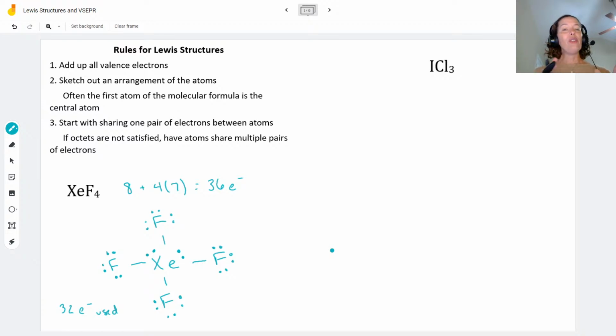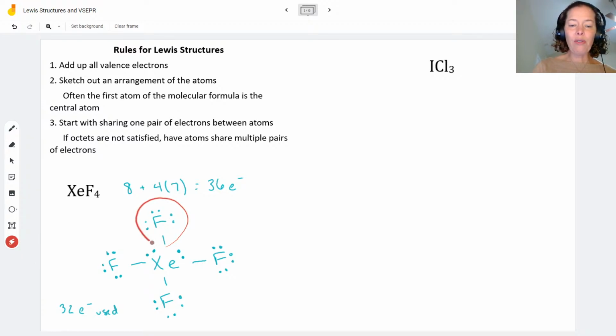Well, once you've added up your valence electrons, that is the number that you have to be committed to, whether you need to make atoms share more, or in this case, you need to expand octets. So we cannot create more electrons, and we cannot destroy electrons that we don't want to use. We must use the total number of valence electrons. So let's check our octets here.